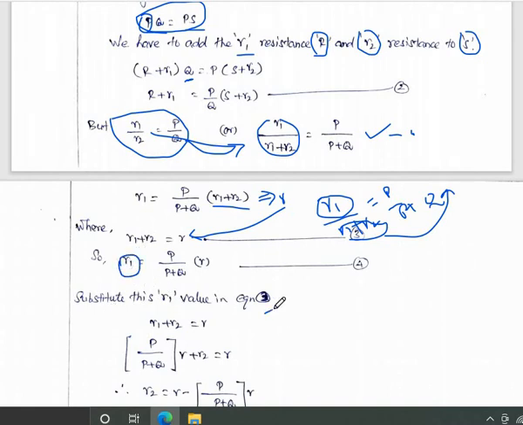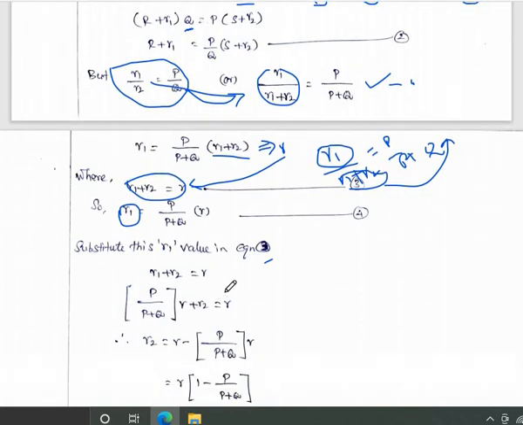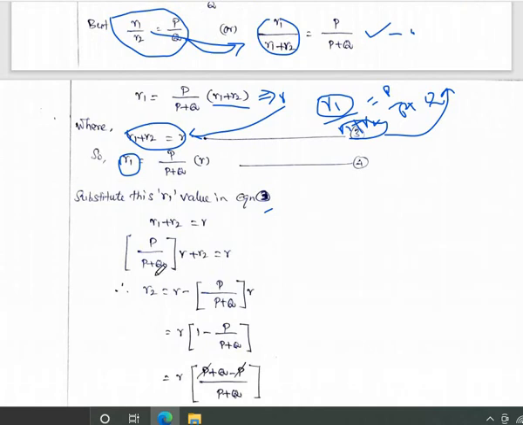into equation 3. So here equation 3 is R1 plus R2 equal to r. So we know the value of R1 here. So P by P plus Q into r plus R2 equal to r. And here I have R2, so I need the R2 value.